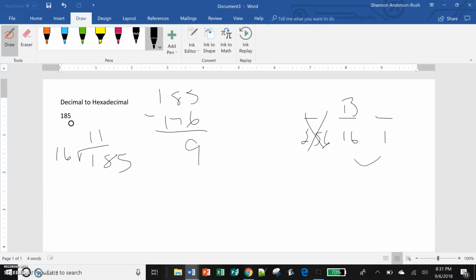Now I'm going to move over to my ones place. How many times will 1 go into 9? Well, it goes 9. So there's my answer: 185 base 10 is B19 base 16. Let's do another one.